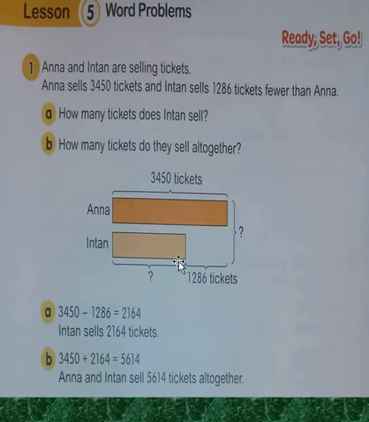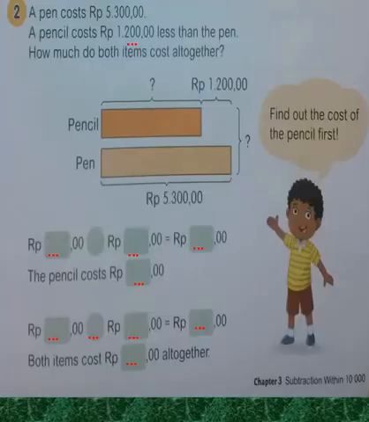And then for question B, how many tickets do they sell altogether? After you find out the amount of Intan's tickets, then you can do question B. Once again, you cannot do question B if you cannot find question A. So you have to find the answer first for question A, then you can do question B. So if the question is how many tickets do they sell altogether, means you have to know the total amount of their tickets. That's why over here you have addition. Do you guys understand? So this is the answer.